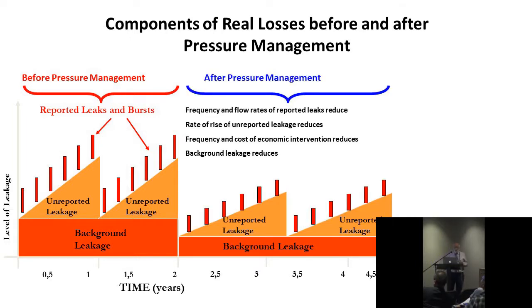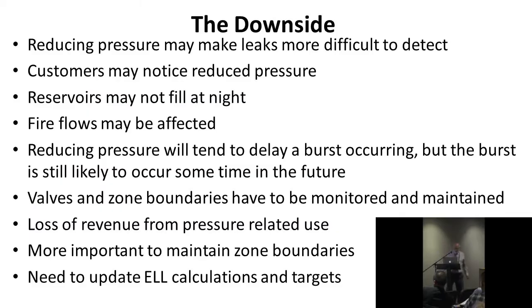When you do pressure reduction, then you've reduced the level of background leakage. The rate at which new unreported leaks are breaking out has reduced, so this triangle looks smaller, and the frequency at which reported leaks are breaking out has also reduced, so the gaps between these have increased. So you've reduced all three types of leakage.